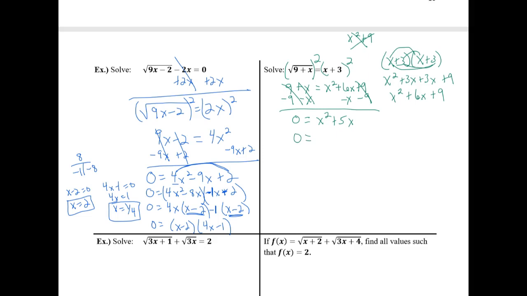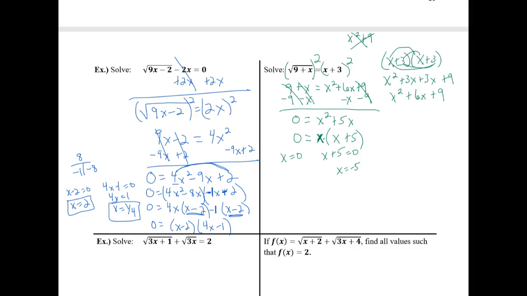There's only 2 terms here. They're not a difference of squares or difference of cubes, but I do see a GCF. So I take out an x, and I divide out an x, I'm left with x plus 5. So now I have 2 factors. I set each factor equal to 0. This x is a factor, okay? So I set x equal to 0 and x plus 5 equal to 0, which means x could be 0 or x could be negative 5.